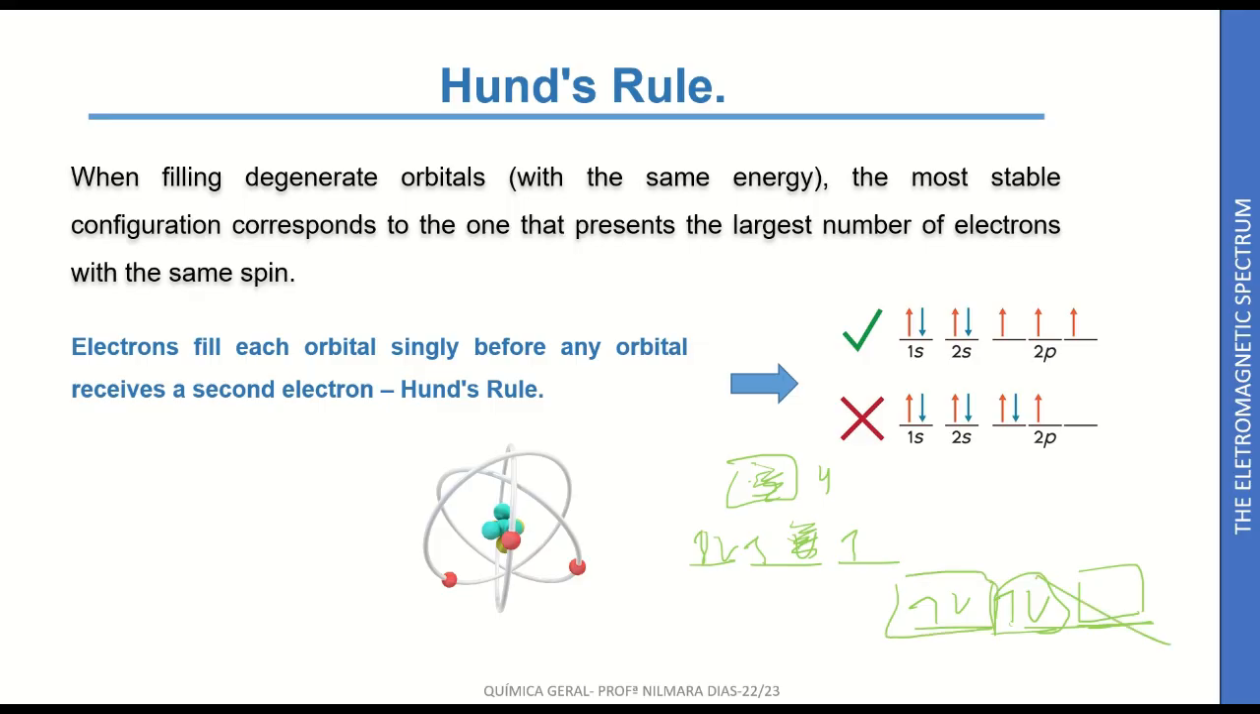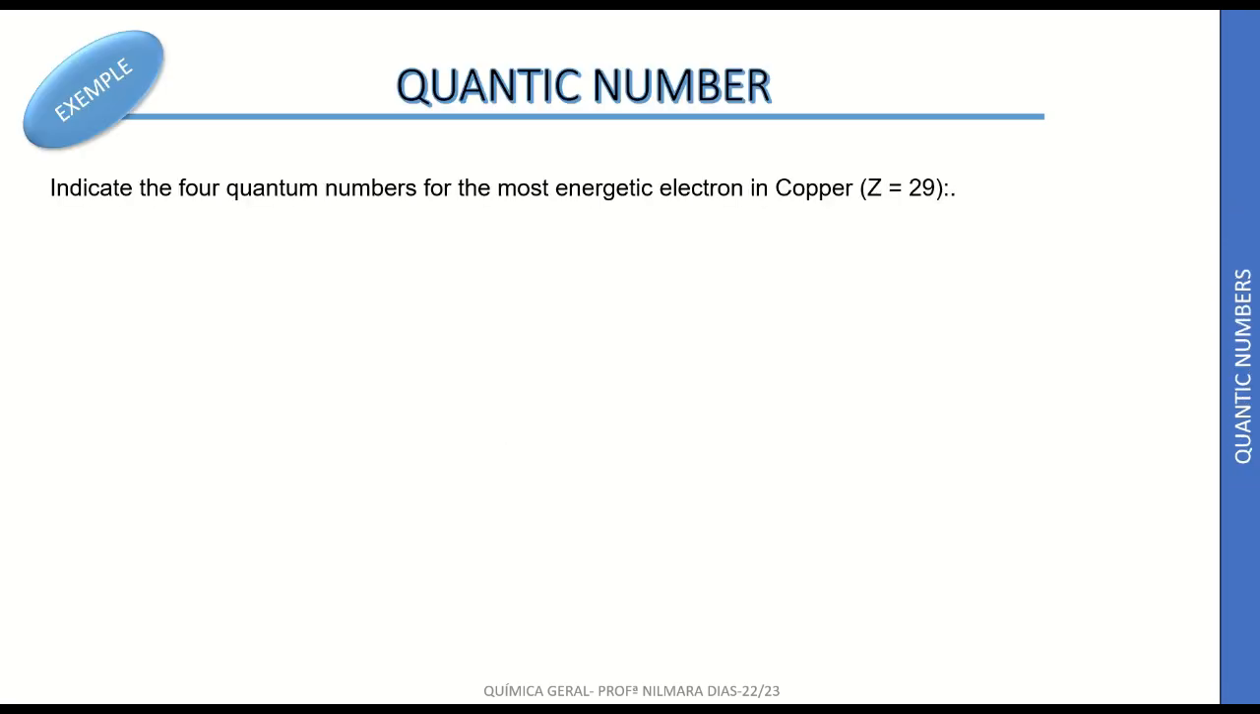So this is wrong, okay? Because we need to take into consideration the energy. So, Hund's rule, okay? Let's go to this one: indicate 4 quantum numbers for the most energetic electron in copper.